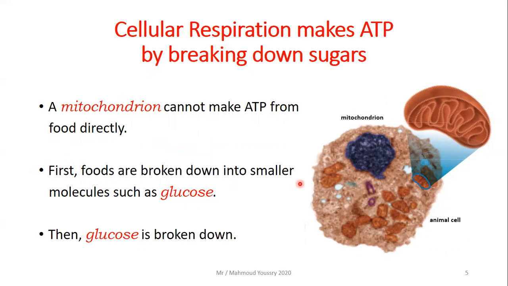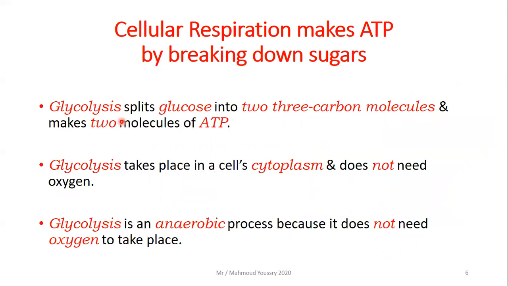First, foods are broken down. This is the digestion of food. Foods are broken down into smaller molecules such as glucose. Then the glucose is broken down in a process called glycolysis. The word lysis itself means breaking down. So glycolysis splits glucose into two 3-carbon molecules.